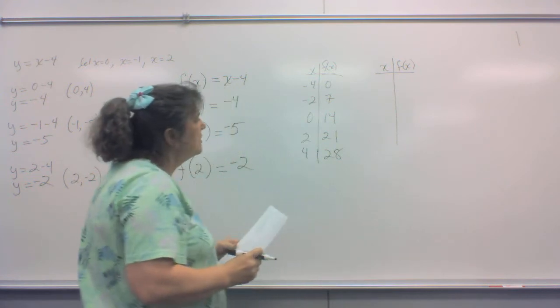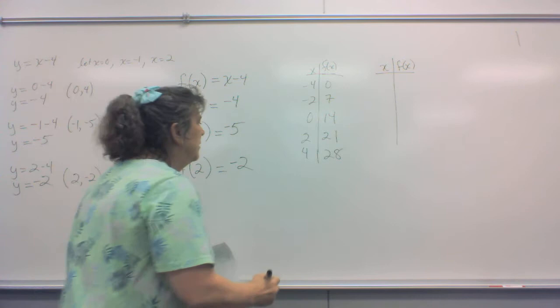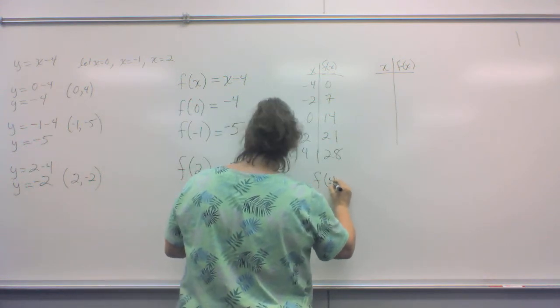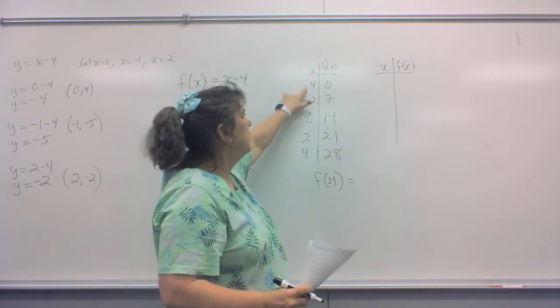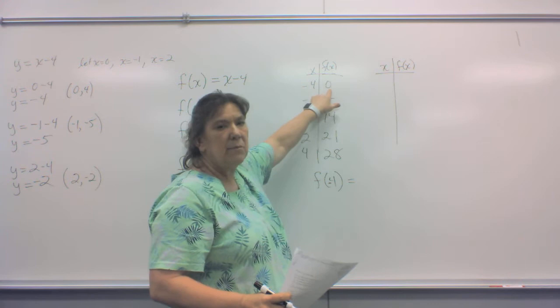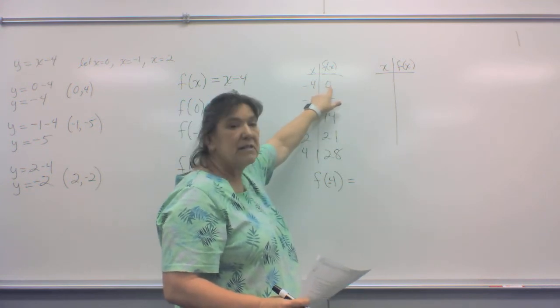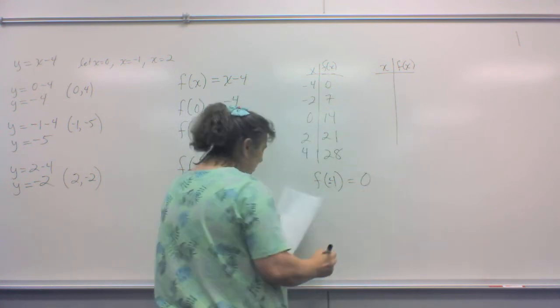And then they'll ask you the question, what is f at negative 4? Well, f at negative 4 is going to be this number, so you find the negative 4 in the x column, and then look at the f of x column, and that gives you your answer. So f at negative 4 is 0.